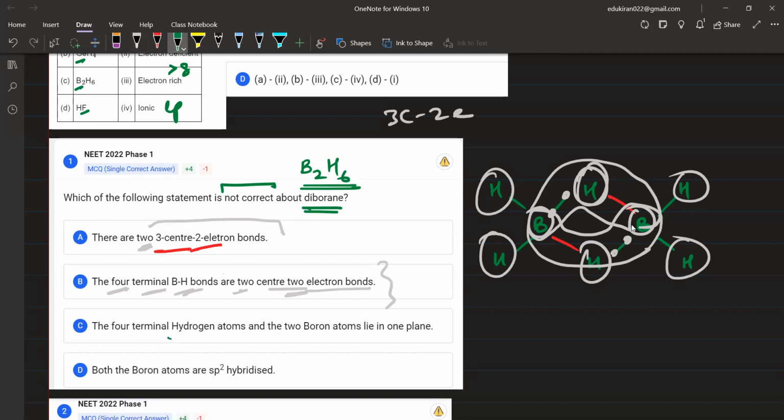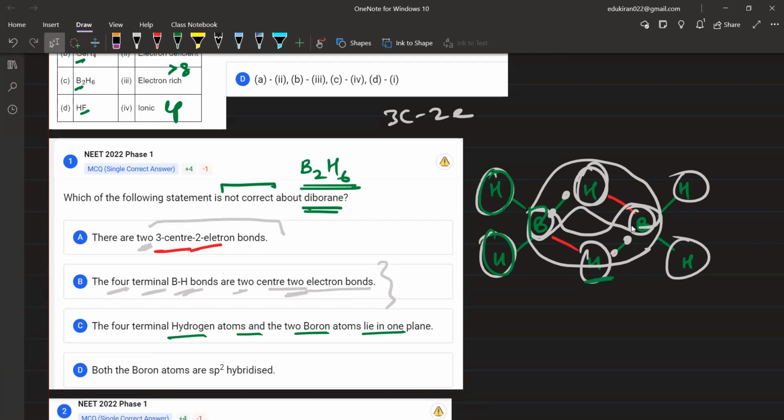The four terminal hydrogen atoms and the two boron atoms lie on the same plane. That is also true, है ना. ये ऊपर होता है और ये नीचे होता है ना. All of these are lying in the same plane. Why? Because यहाँ पे जो इसकी hybridization है, these hydrogens and this boron ये एक ही जगह हैं, and then this hydrogen is on another plane, और ये hydrogen आपके पास अलग plane में है.